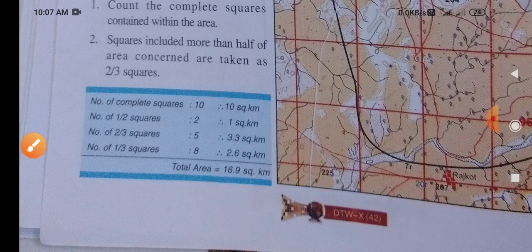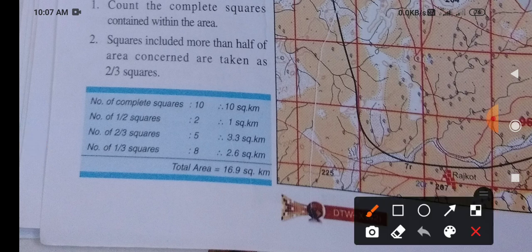Now let us see this other one. 1/3 square kilometer, 1/3 squares are there. How many? 8 were there. So 8 into 1/3 equals how much? It becomes 8/3, which if you go on calculating will come 2.666, is it not so? So you have to take only the first digit after the decimal, up to 1 digit, and you can add up all this and you will get the squares.